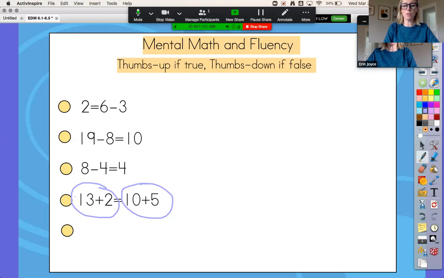So I'm going to start with 13 plus 2. Well, I can put 13 in my brain super quick, count up 2 more, 14, 15. Easy peasy. Let me write that there so I don't forget. So 13 plus 2 is 15. Now my next one is 10 plus 5.